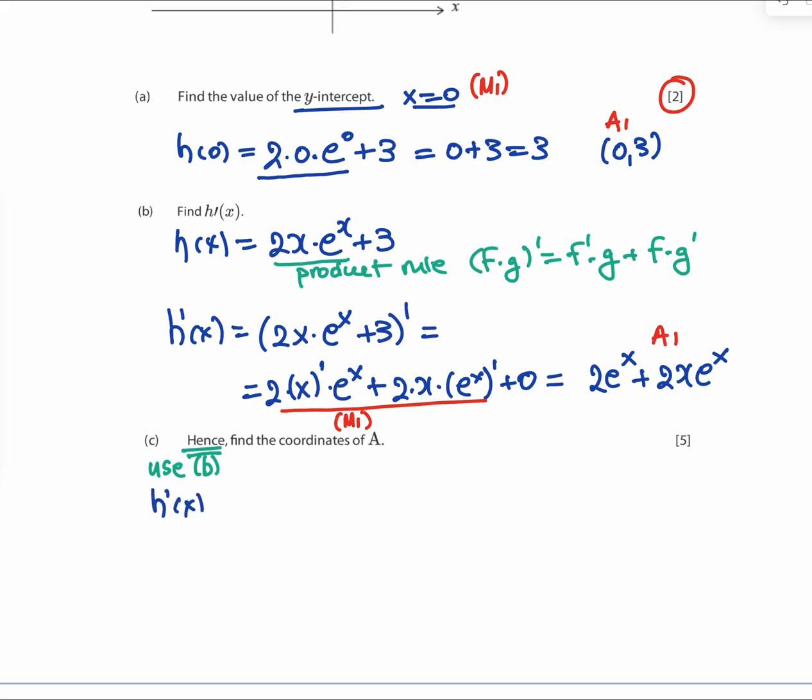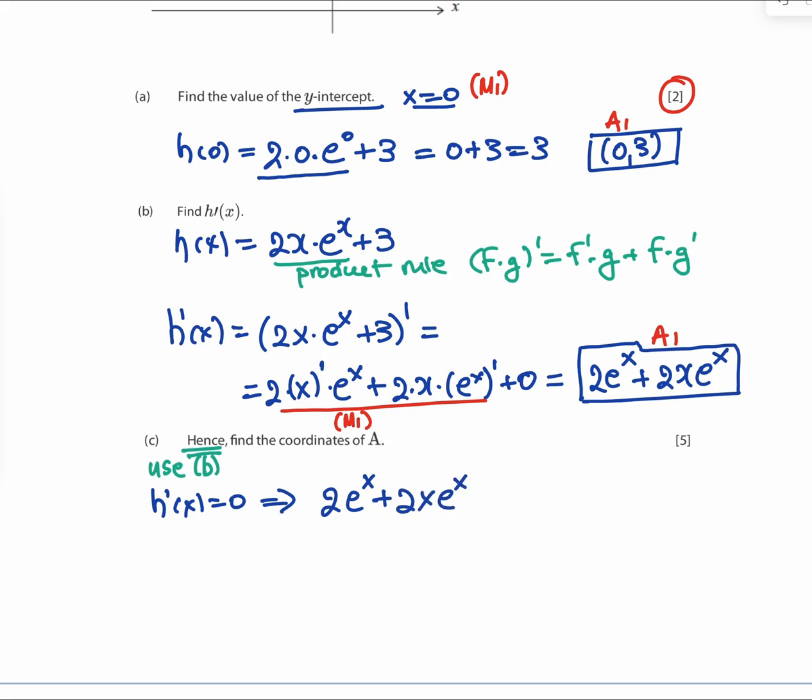The derivative of h is equal to 0. That means from what we have up here, and let's put it in a box. It's always a good practice to put the final answers in boxes. That means 2e to the power of x plus 2x e to the power of x is equal to 0. Now, whenever you're solving equations, the weirder the equation, the more important it is to know that you have to factor and put equal to 0. And what we can factor from here is the 2e to the power of x. And that's going to give us 1 plus x is equal to 0.